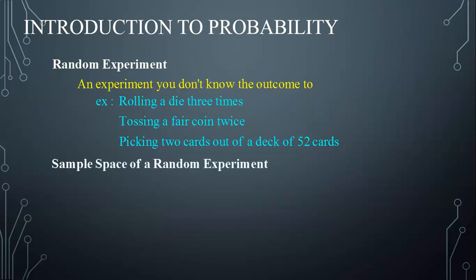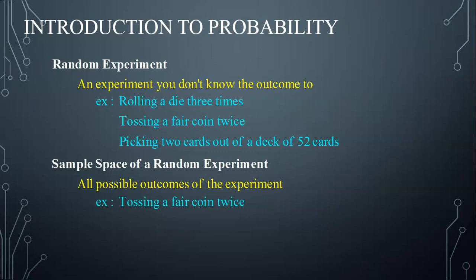However, every random experiment has a sample space, which consists of all the possible outcomes of that experiment. For example, if we are tossing a fair coin twice, for the first toss, we could end up with a head or a tail. So these are the two possibilities for the first toss. As for the second toss, if I had a head on the first, I would still have the possibility of having a head or a tail on the second. Similarly, if I had a tail on the first, I would still have the possibility of having a head or a tail on the second.